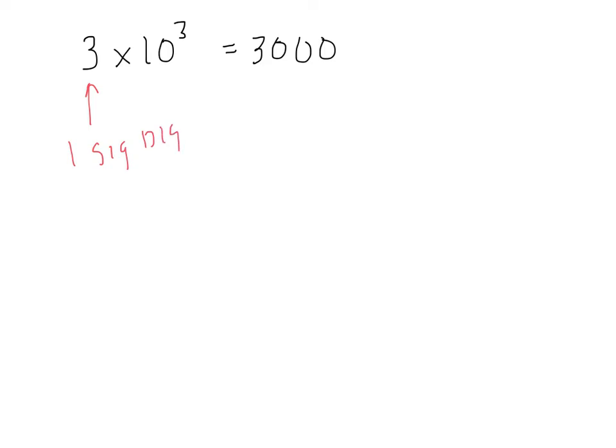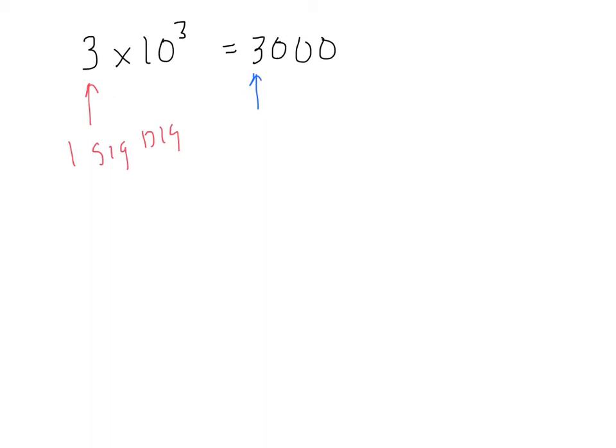So for example, 3 times 10 to the third is the number 3,000. But since they've only given you one significant digit, that is, there's only the leading digit 3, one sig dig, I'll call it. Since there's only one sig dig, what they're really telling you is that they know the number to that column, and they don't know, or they didn't measure it accurately enough to tell you more information.